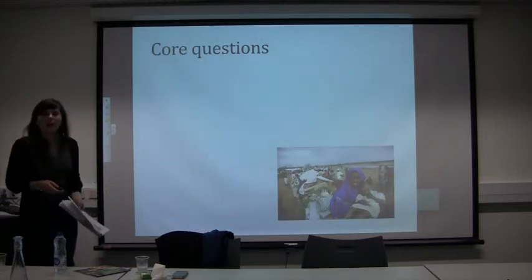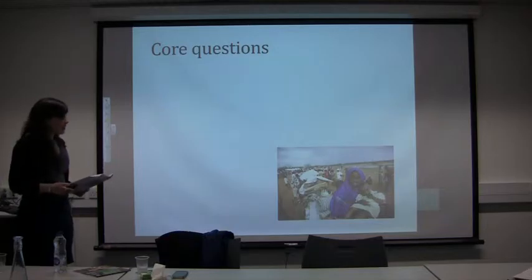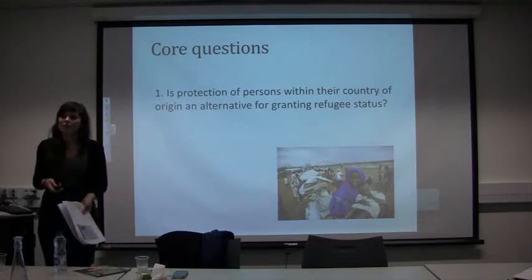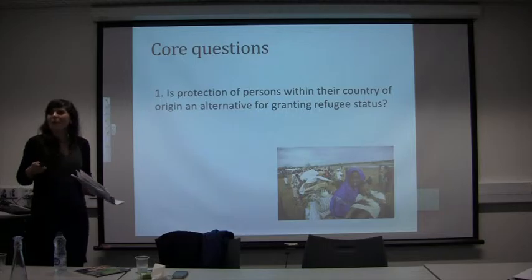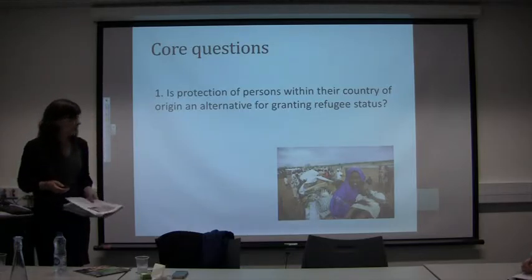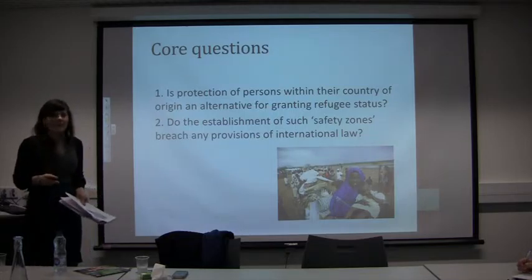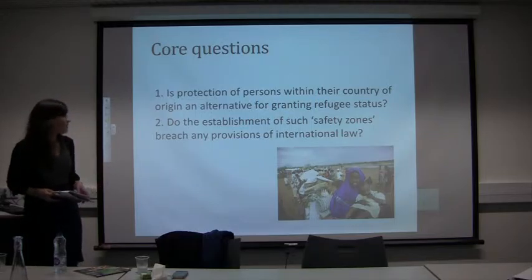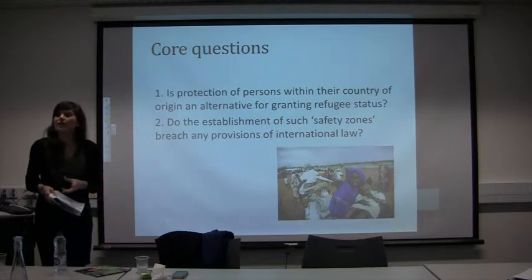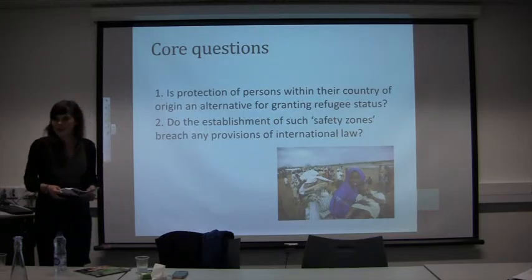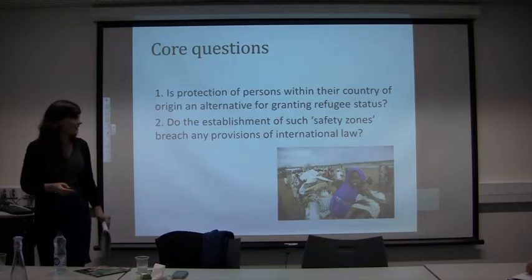So the core questions I would like to look at are, first of all, is protection of persons within their country of origin an alternative to granting refugee status? Is this okay in refugee law, to grant someone protection within their country of origin so they don't have to claim refugee status? And secondly, and relatedly, the two are not distinct, does the establishment of such safety zones breach any provisions of international law? Is it, for example, a violation of the freedom of movement of those people? Is it against the prohibition of use of force in the UN Charter? So that is to come later.